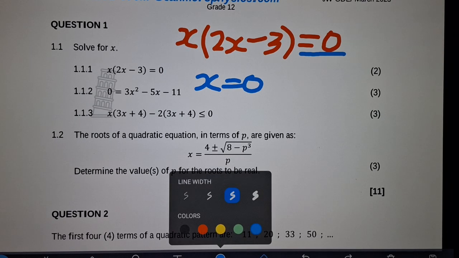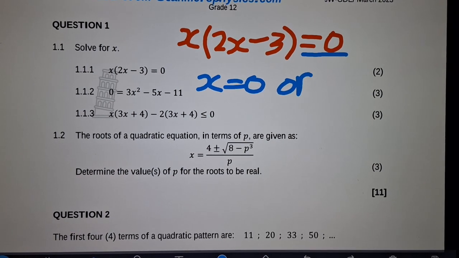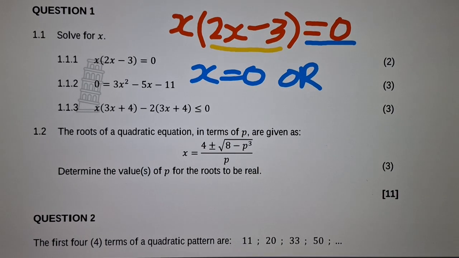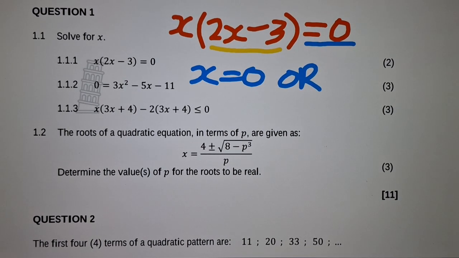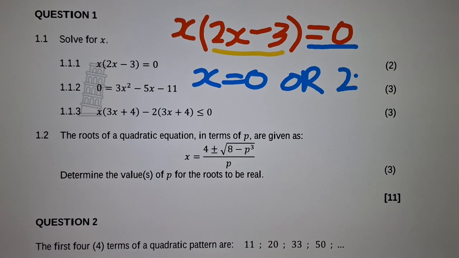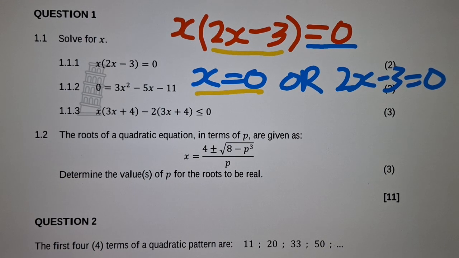Then after you write 'or', we look at the second one. The other factor keeps 2x minus 3 inside the brackets. You apply the same method: you write down 2x minus 3, and you equate it to 0, just like you did x. Then this first one is complete: x is equal to 0. We cannot simplify it more than this. x on one side, it's fine.